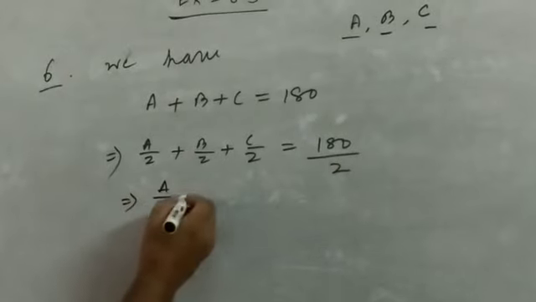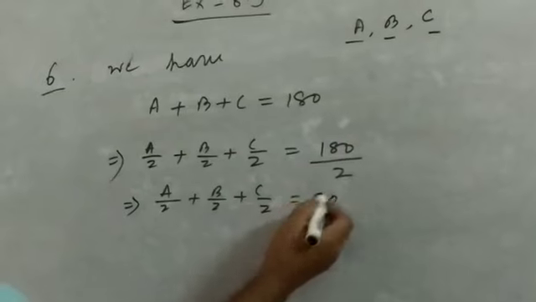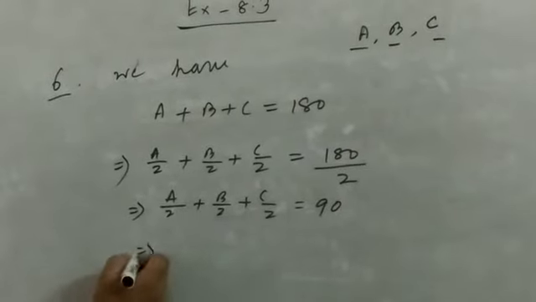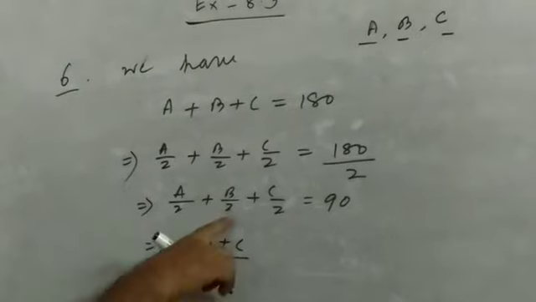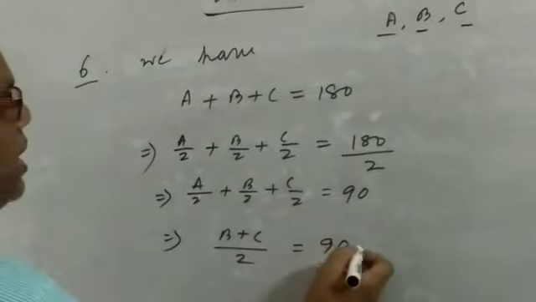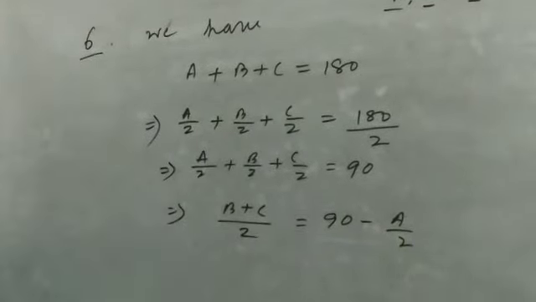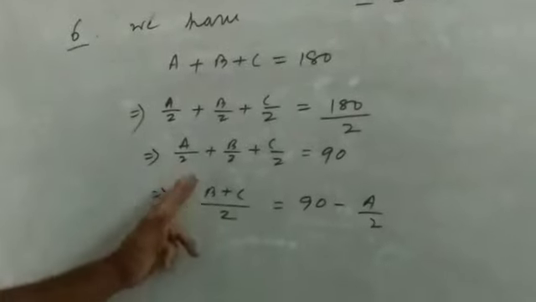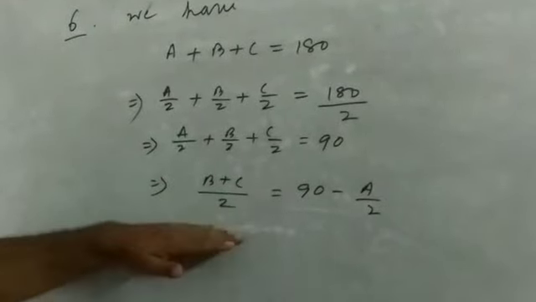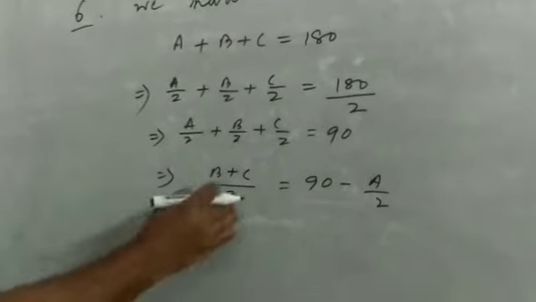Now A by 2 plus B by 2 plus C by 2 is equal to 90. Now this term will change. Here (B plus C) by 2, with 2 as the LCM, we can write as 90 minus A by 2. Why have we moved angle A by 2 to the right-hand side? Because you see the relation we have to prove, B plus C is given on the left-hand side. So we have transferred A by 2. Now this is equal to this.